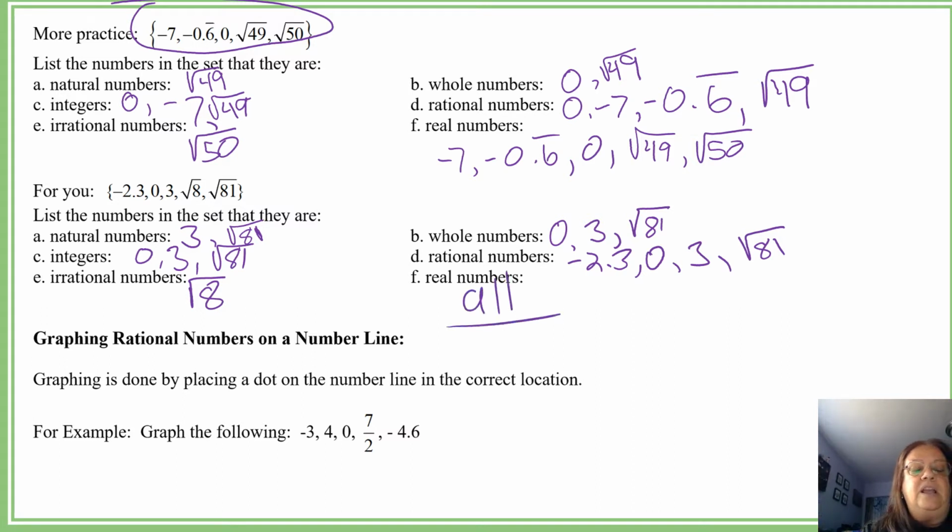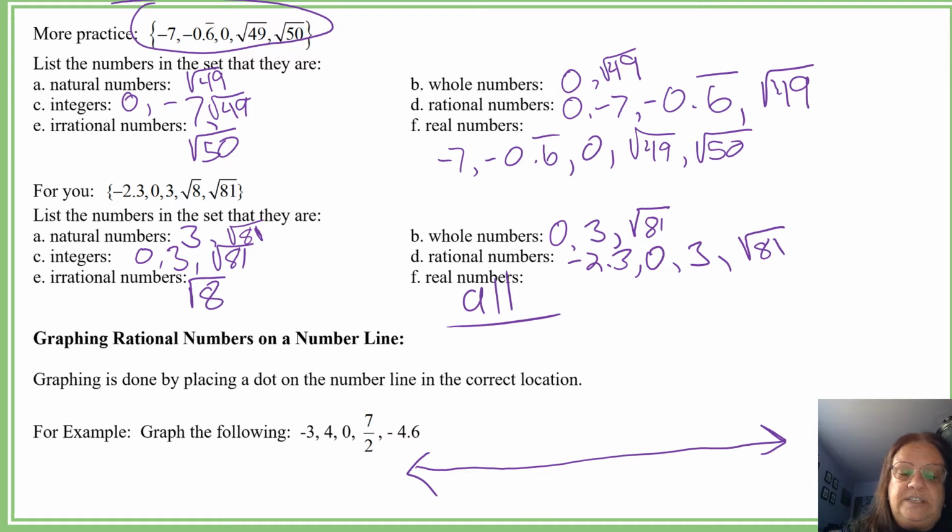All right. Graphing rational numbers on a number line. Graphing is done by placing a dot on the number line in the correct location. So, if I have a number line, let's see, what's the furthest negative I go? -4.6. So we're going to do a -5. The highest positive is 4. So we'll just go ahead and go to 5. Put a 0 in the middle. 1, 2, 3, 4.